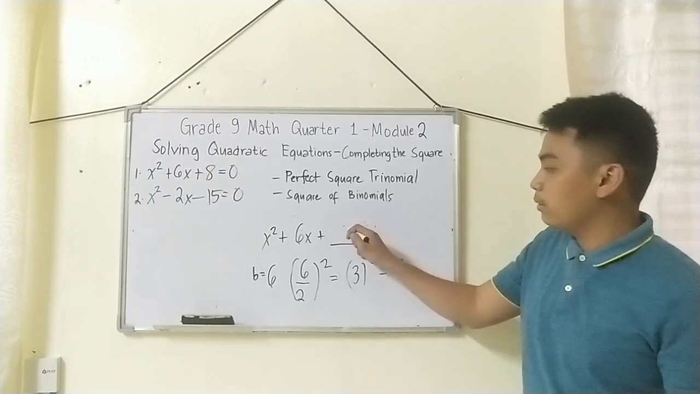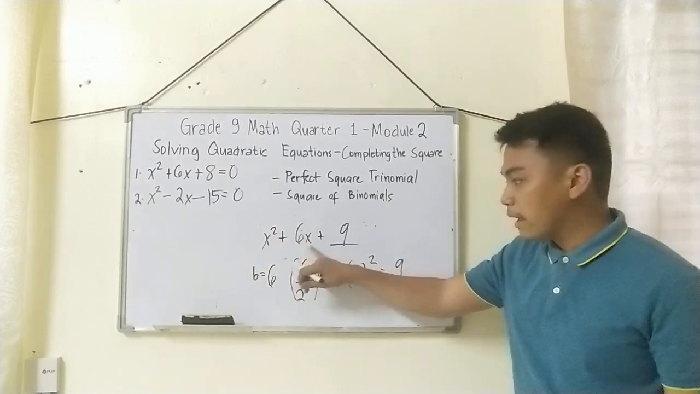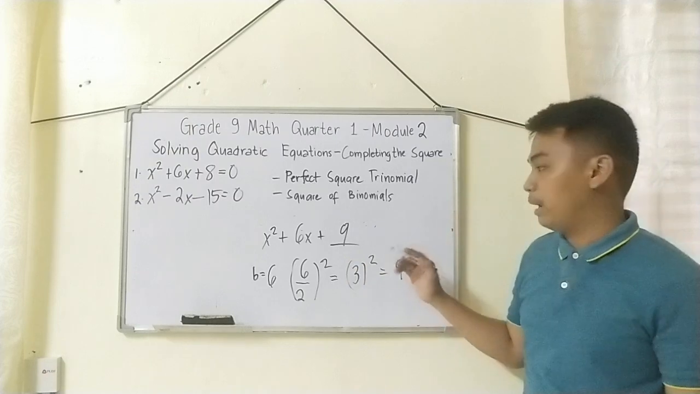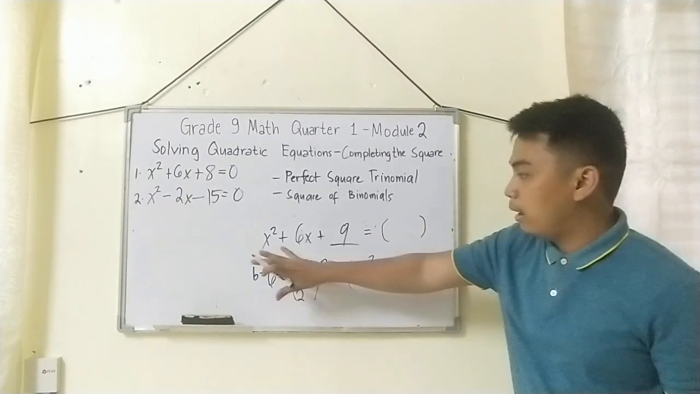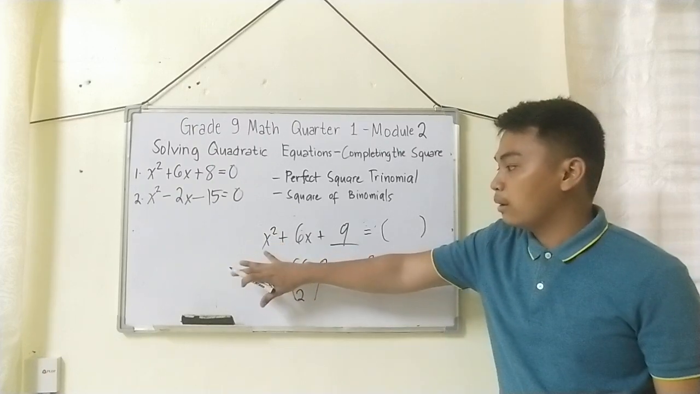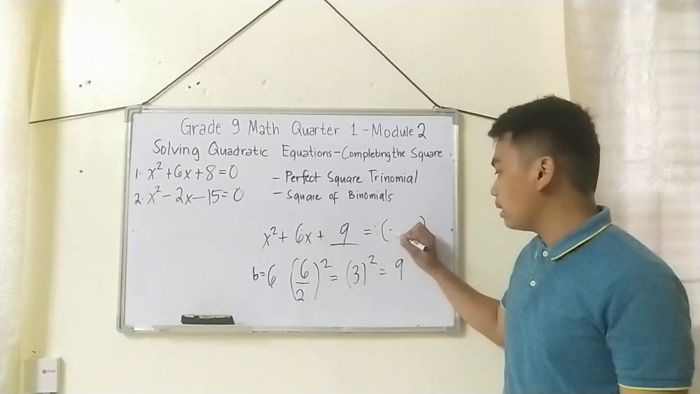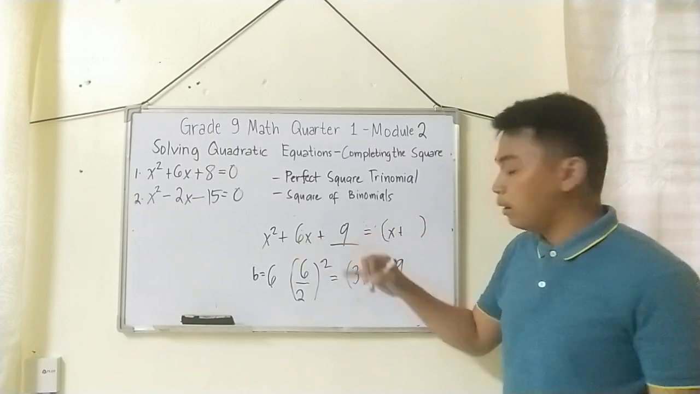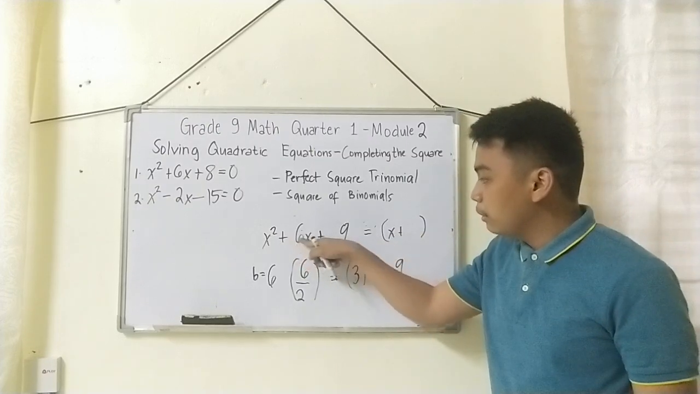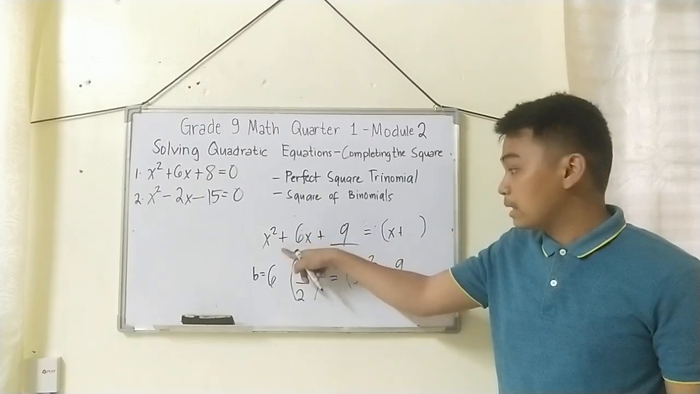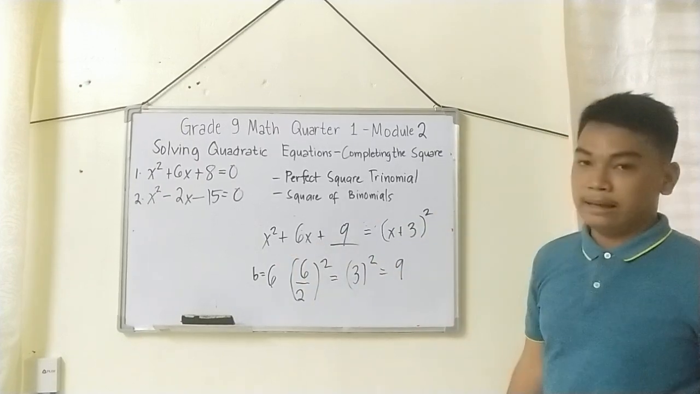So, that means the 9, that's what we add here. So, x squared plus 6x plus 9 is a perfect square trinomial. And to make it a square of binomial, we just take the square root of our first term, which is x squared. The square root of x squared is x, and the square root of 9 is 3. And we take the positive because our b here is positive. So, (x plus 3) squared. Ayan.